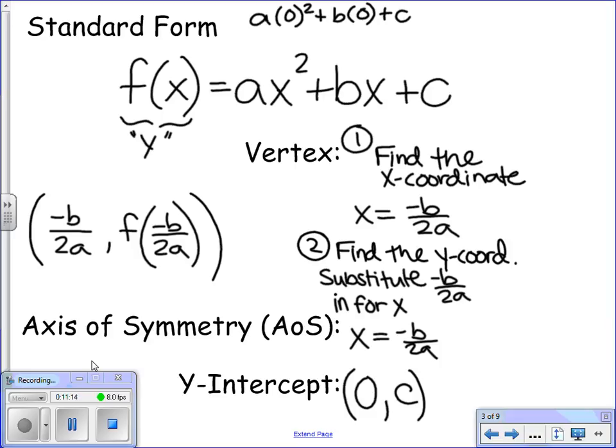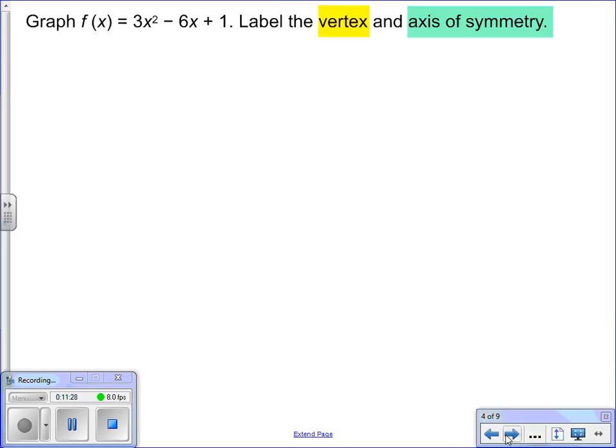Okay? We're going to do an example. We're going to put all this to work. Sometimes, you know, I give you all this information and then it doesn't make sense until we see it with numbers. So we're going to look at an example. We're going to do the example f of x equals 3x squared minus 6x plus 1. And we want to label its vertex. We want to find its axis of symmetry. And we're going to add to this, we're going to find the y-intercept as well.